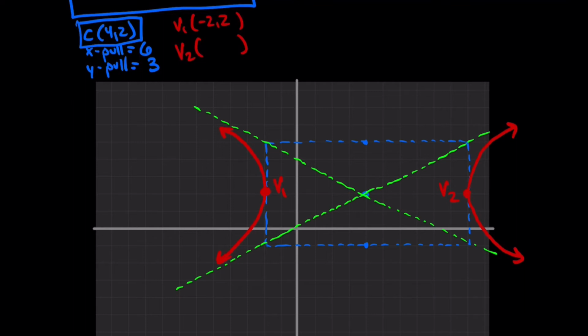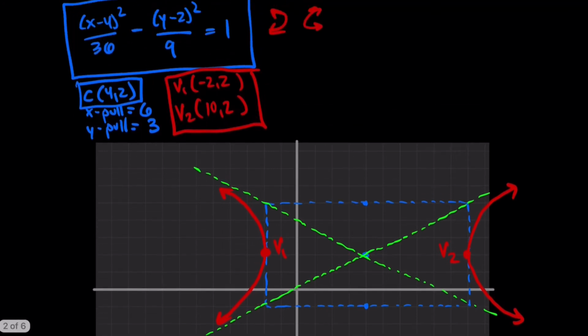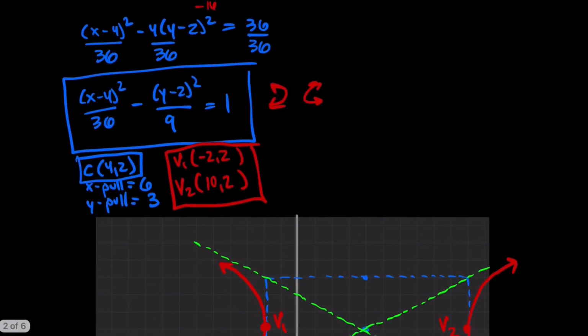V2 is 1, 2, 3, 4, 5, 6, 7, 8, 9, 10, 2. I need to get two more things: the coordinates of the foci and the equation of the asymptote lines. It doesn't really matter what order you do this. I'll do the asymptote lines first.